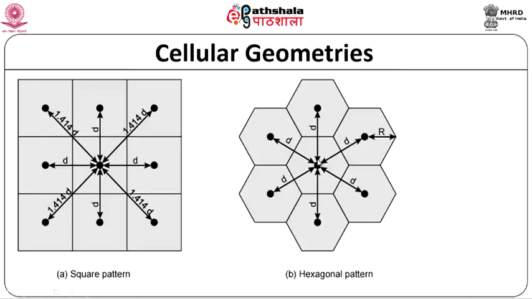So, if you go in for a hexagonal pattern, you can see that each cell will have 6 neighbors, and the distance to the center of each of the neighbors will be a constant d. So it becomes easier for us to handle the adjacency and handle various things, as we will see with respect to cellular networks, when you have this kind of geometry. So the hexagonal pattern is what is chosen.